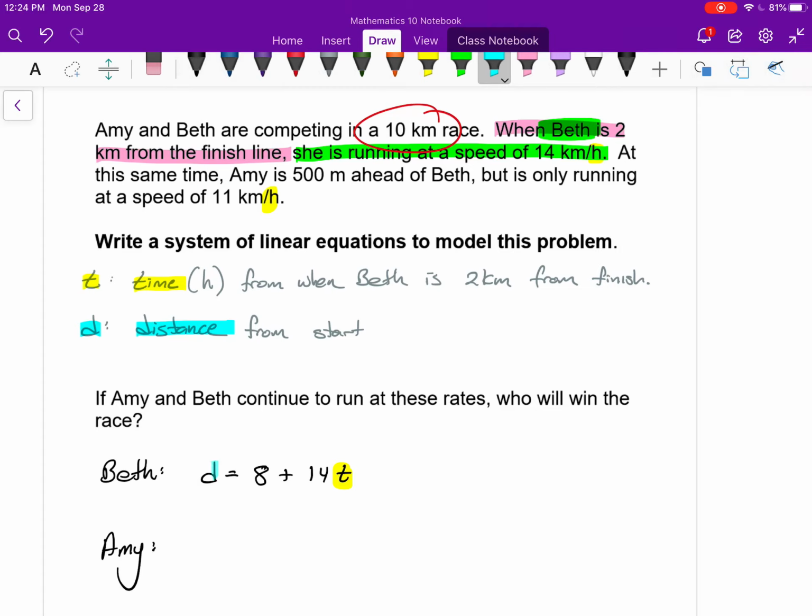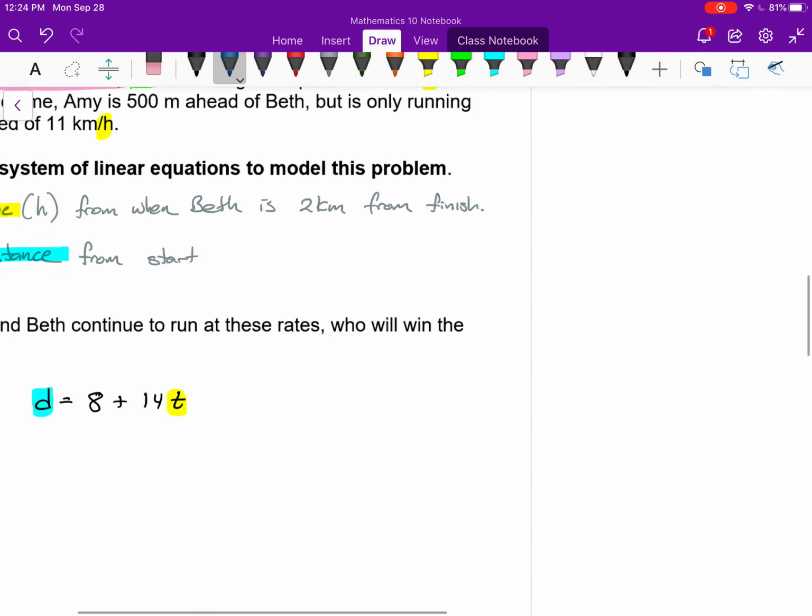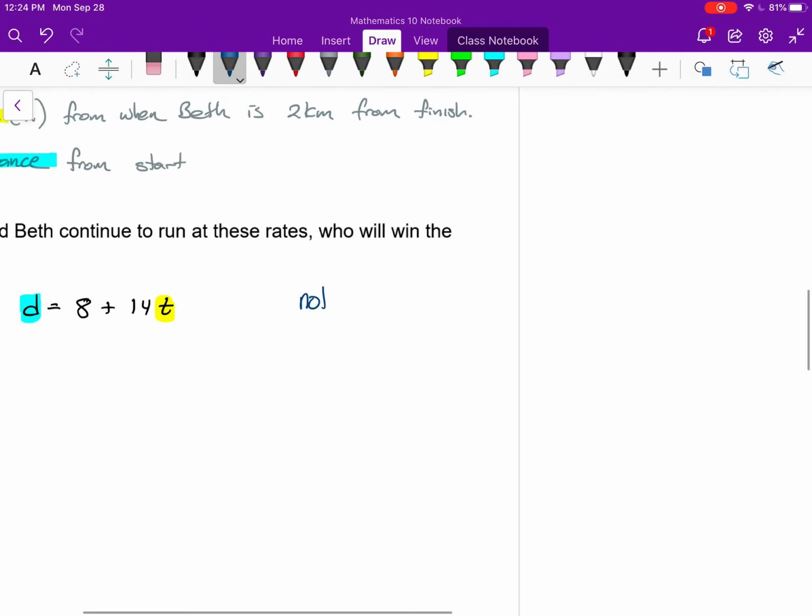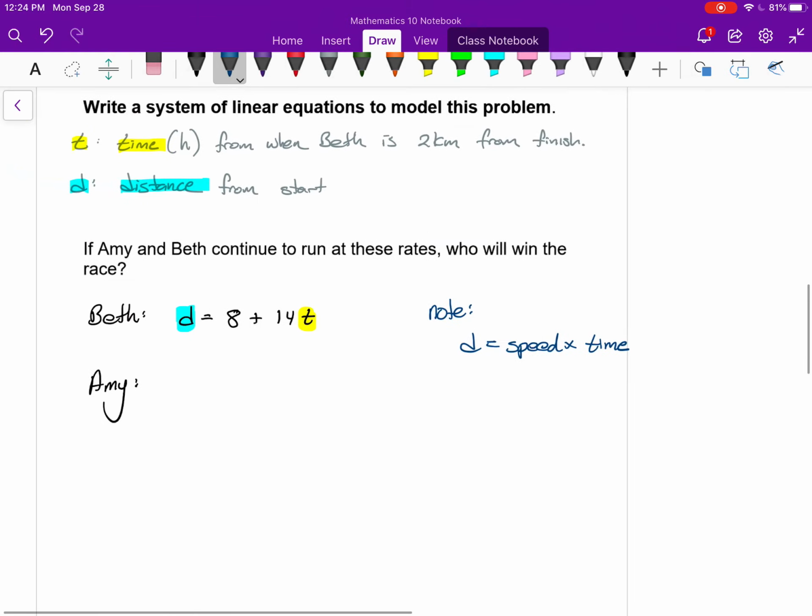And one thing you always want to remember, I'll put a little note off to the side here, is that distance equals your speed times time. And so again, the distance Beth travels at any given time is going to be her speed, 14 kilometers an hour, times the time. And again, the time is changing from the moment this question starts. The race is still progressing.